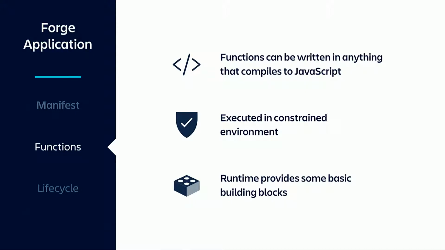It's also worth mentioning that your function is executed in a constrained environment. So this is not a full Node.js runtime. For example, your function cannot access the file system or use native libraries. This is done to ensure proper isolation between different Forge applications and to make sure that there is no malicious behavior. Also, there is a constraint on how long your function can execute. Currently, it's 10 seconds, so if your function doesn't finish within 10 seconds, it will be terminated.